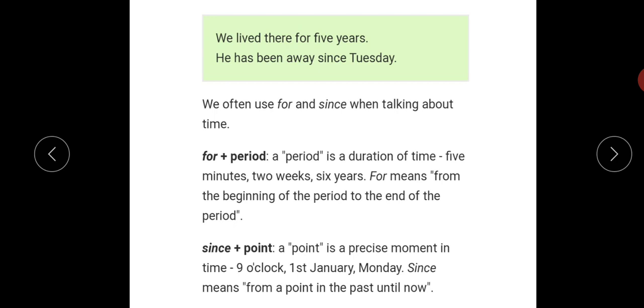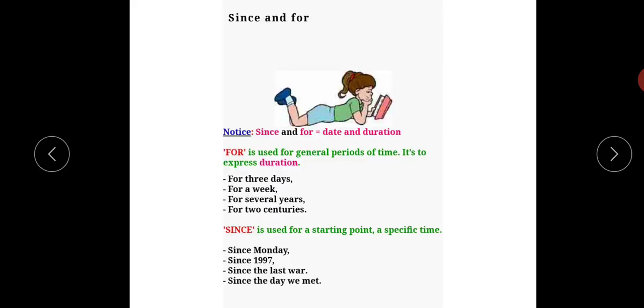Since means from a point in the past until now. You can see here for a better idea. For is used for general periods of time. It's to express duration. For is the preposition we always use to indicate the total duration.